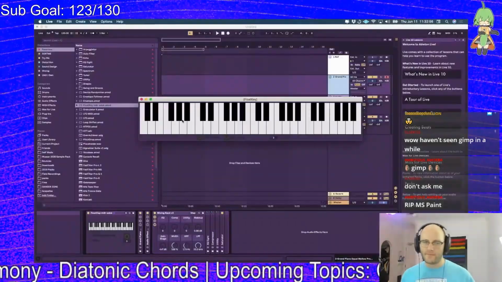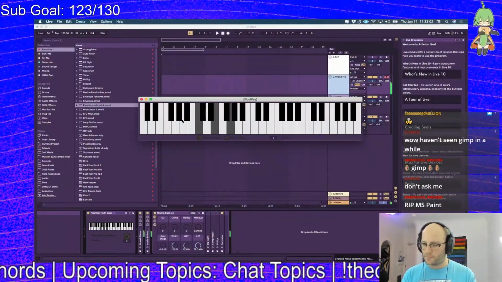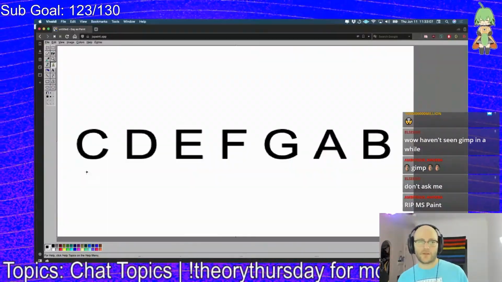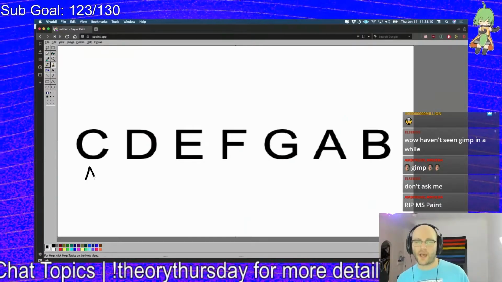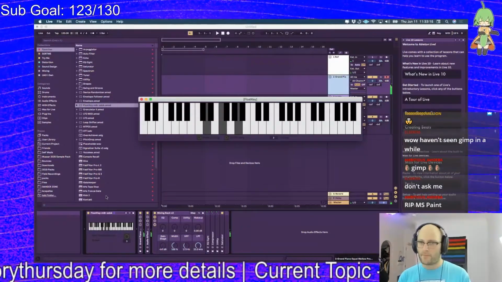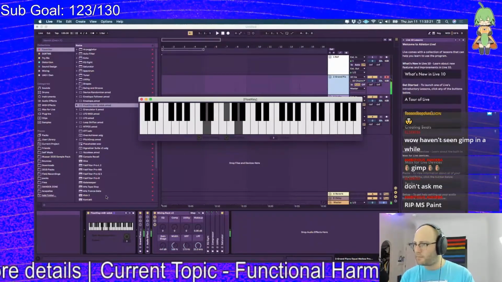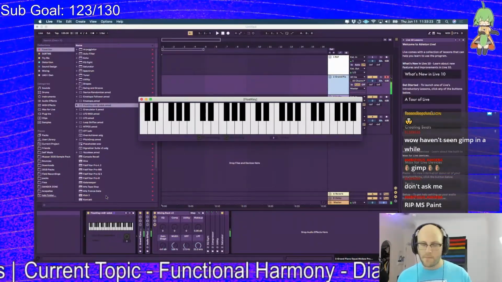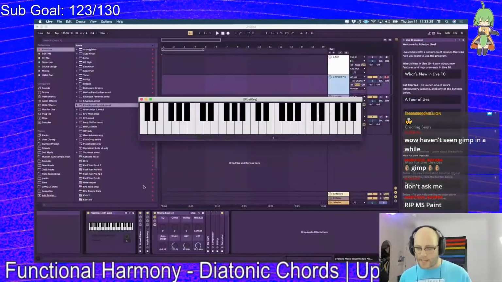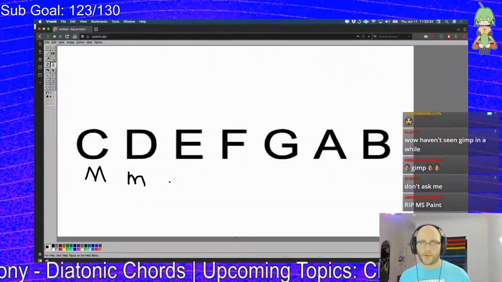Now, C, when we stack thirds, we get a major chord. So this is going to have an uppercase M for major. D, minor. There's a quality difference. This is major, so this is going to have a lowercase m. E, minor, feels the same, lowercase m.